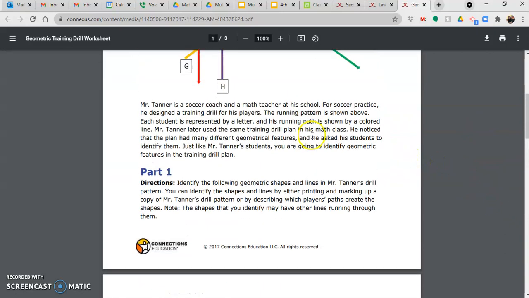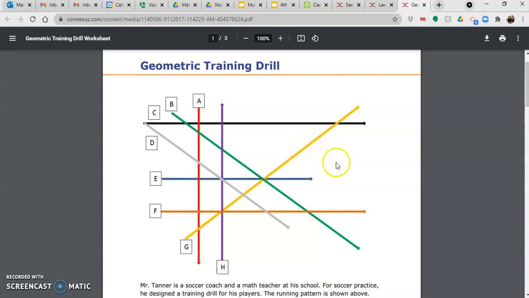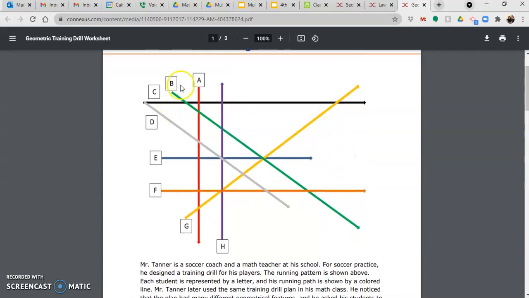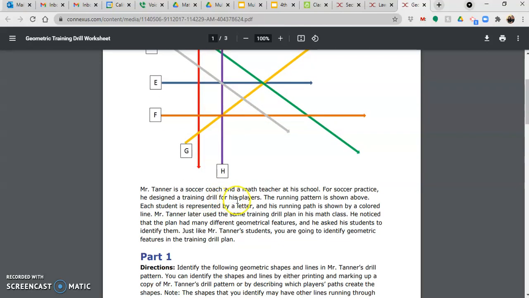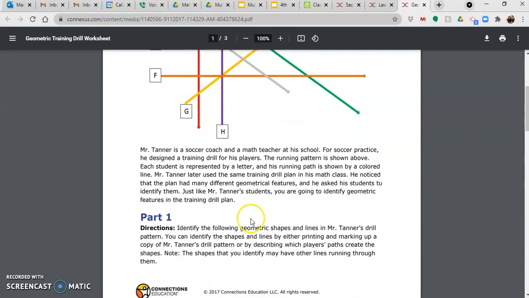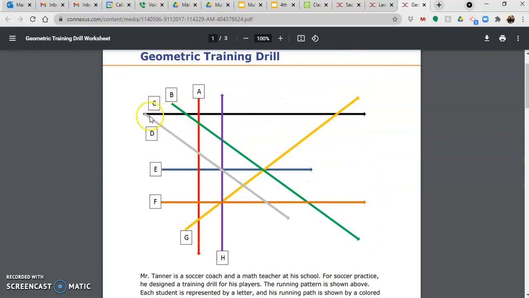So what you're going to do is you're going to read through the directions. You'll see you have I think 8 sets of lines, and you'll read about a soccer coach. He's also a math teacher at the school. And for practice, he designed a training drill for his players. This is their running pattern above here. Right here, so the players run like this or like this. But you can see with all the lines here, you can see a lot of different shapes and special lines that have been created.